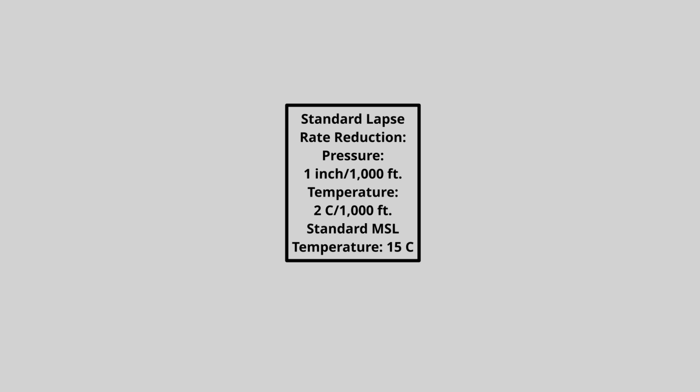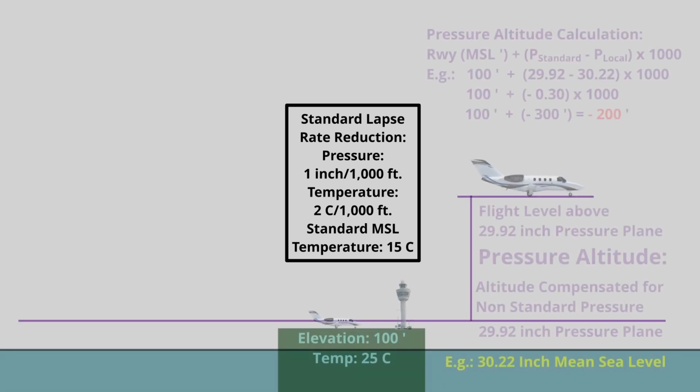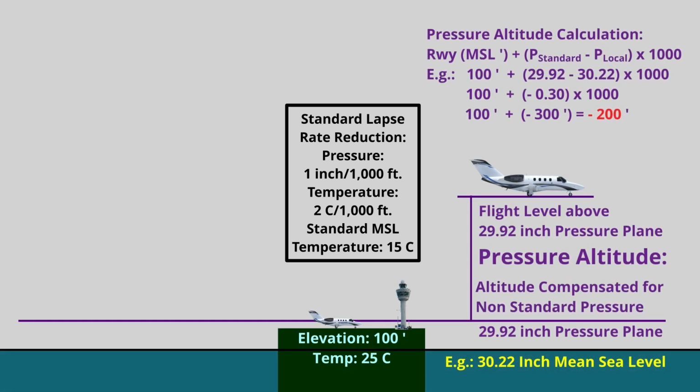The standard lapse rate reduction for pressure is about 1 inch per 1,000 feet. The standard lapse rate reduction for temperature is about 2 degrees per 1,000 feet, and the standard temperature at mean sea level is about 15 degrees centigrade.